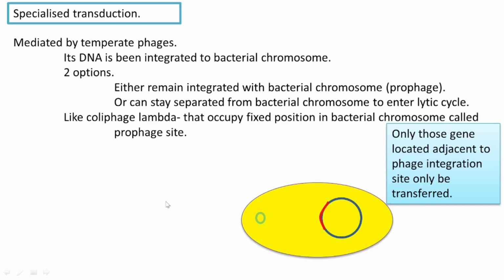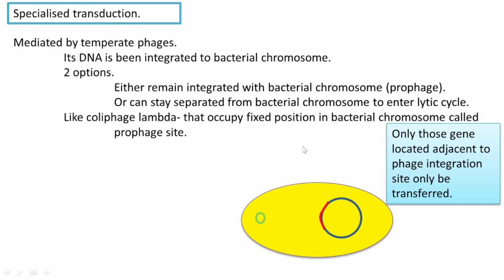Because in the first bacteria, we have seen that the integrated phage DNA, as it separates from the bacterial chromosome, takes some bacterial genes along with it. So that is specific. Only those genes that are located near the phage DNA can be transferred to the second host. That is specific. So in that sense, that type of transduction is called specialized transduction. Okay, clear? That is specialized transduction.